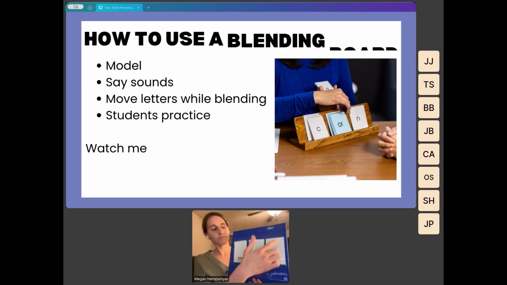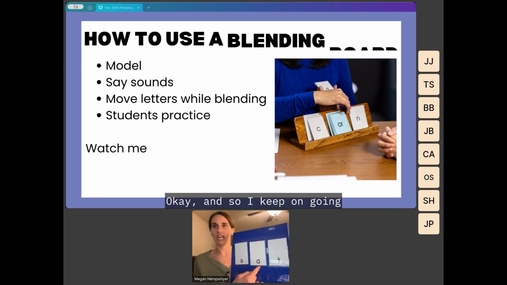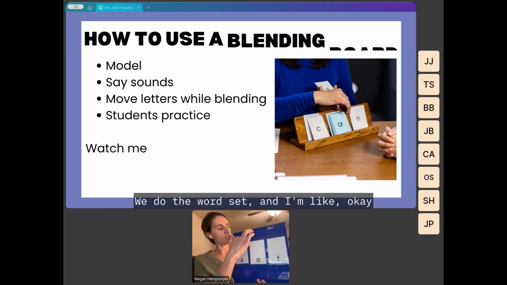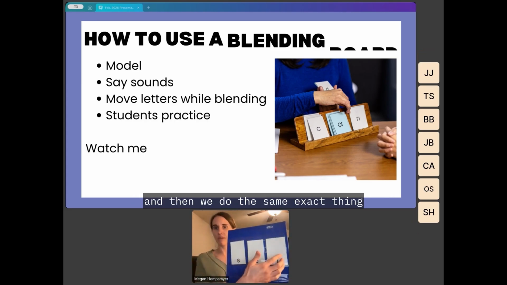Same thing, might chunk that. Okay, now I'm going to change the first sound. Okay, and so I keep on going. We do the word sat. Then I'm like, okay, let's change the middle sound. And then we do the same exact thing.